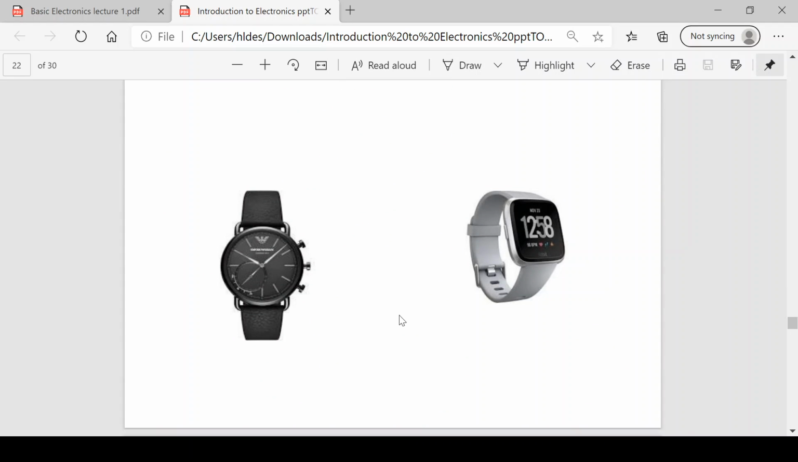Just compare two things on the screen. On the left side there is a wristwatch, which is a traditional wristwatch, and on the right side there is a smartwatch, or digital smartwatch. You would say digital. Why it is digital we will discuss later, but this is one example.